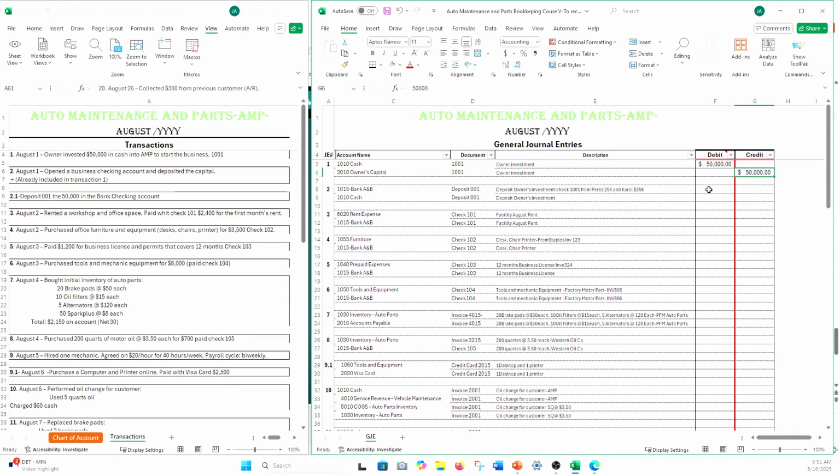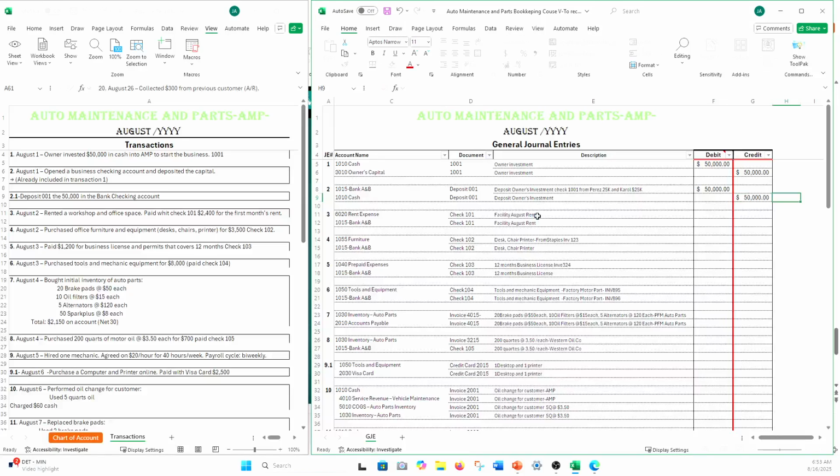So what we are going to do is increase our bank account. We are going to type in here 50,000, because we deposit it in our bank. So we are going to use the cash, take the money from the cash, which is a credit. Okay, so we have already moved the money from the cash into the bank.